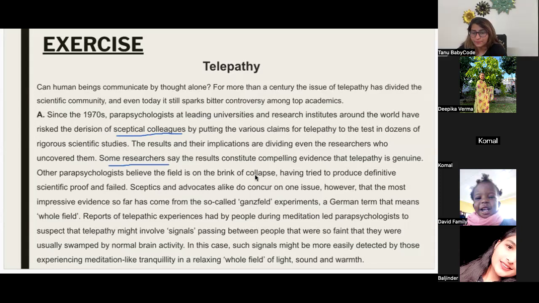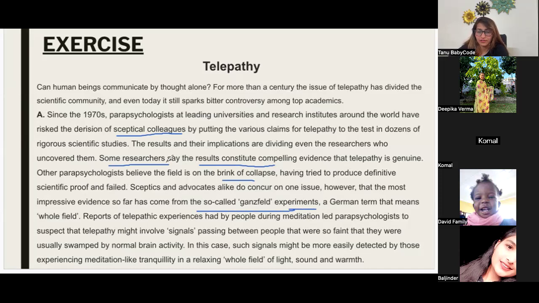They say the results constitute compelling evidence that telepathy is genuine. Other parapsychologists believe that the field is on the brink of collapse, having tried to produce definite scientific proof and failed. Skeptics and advocates alike do concur on one issue, however, that the most impressive evidence so far has come from the so-called Ganzfeld experiment. So what do you think? They agreed on what?